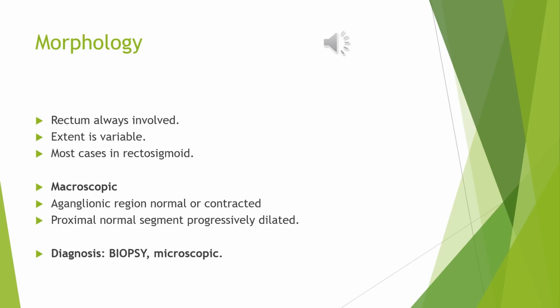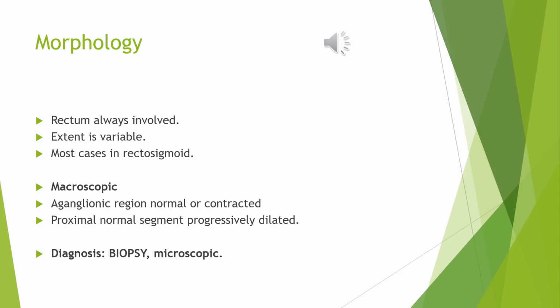In Hirschsprung disease, the rectum is always involved. However, the extent of the disease or the length of the involved segment of the bowel is variable, and it differs from one patient to another. Most cases are in the rectosigmoid area. However, very severe cases may involve the entire colon.